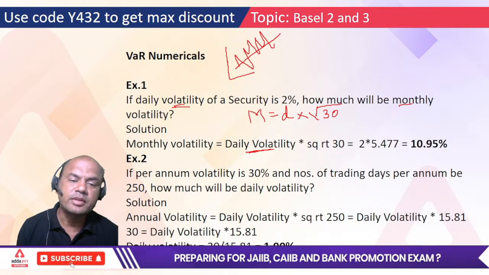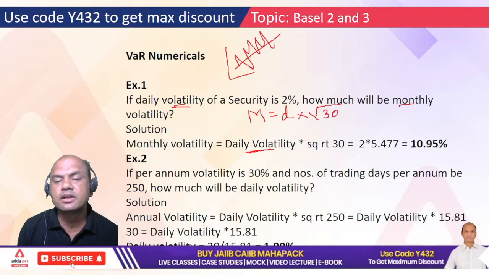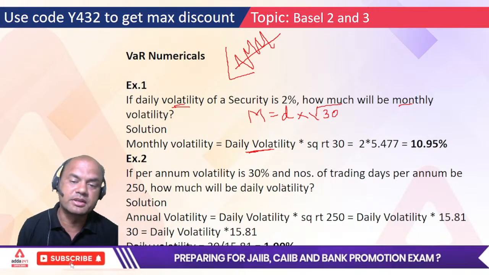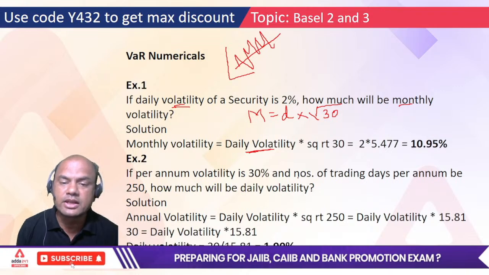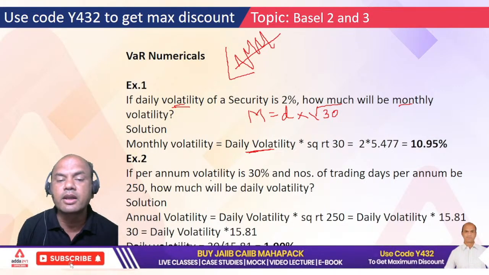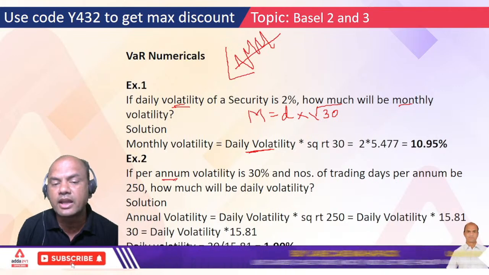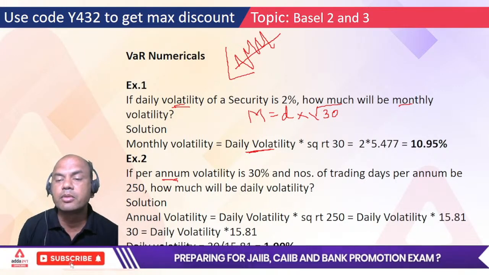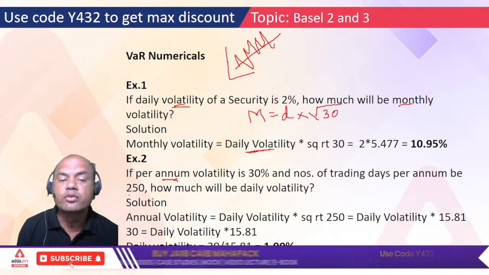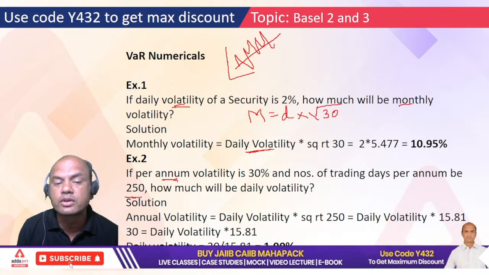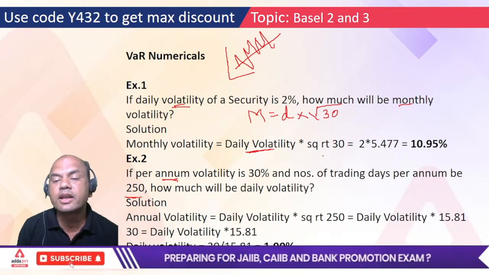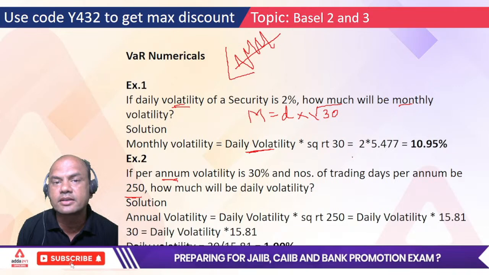If per annum volatility is 30% and the number of trading days per annum is 250, how much will be the daily volatility? Now we require daily volatility over here, and what is given? Per annum is given. Annum means 365 days, right? But here what is given? The number of trading days is 250. So we have to consider 250 only, not 365. Remember, whatever the trading days given, that is considered as a year.